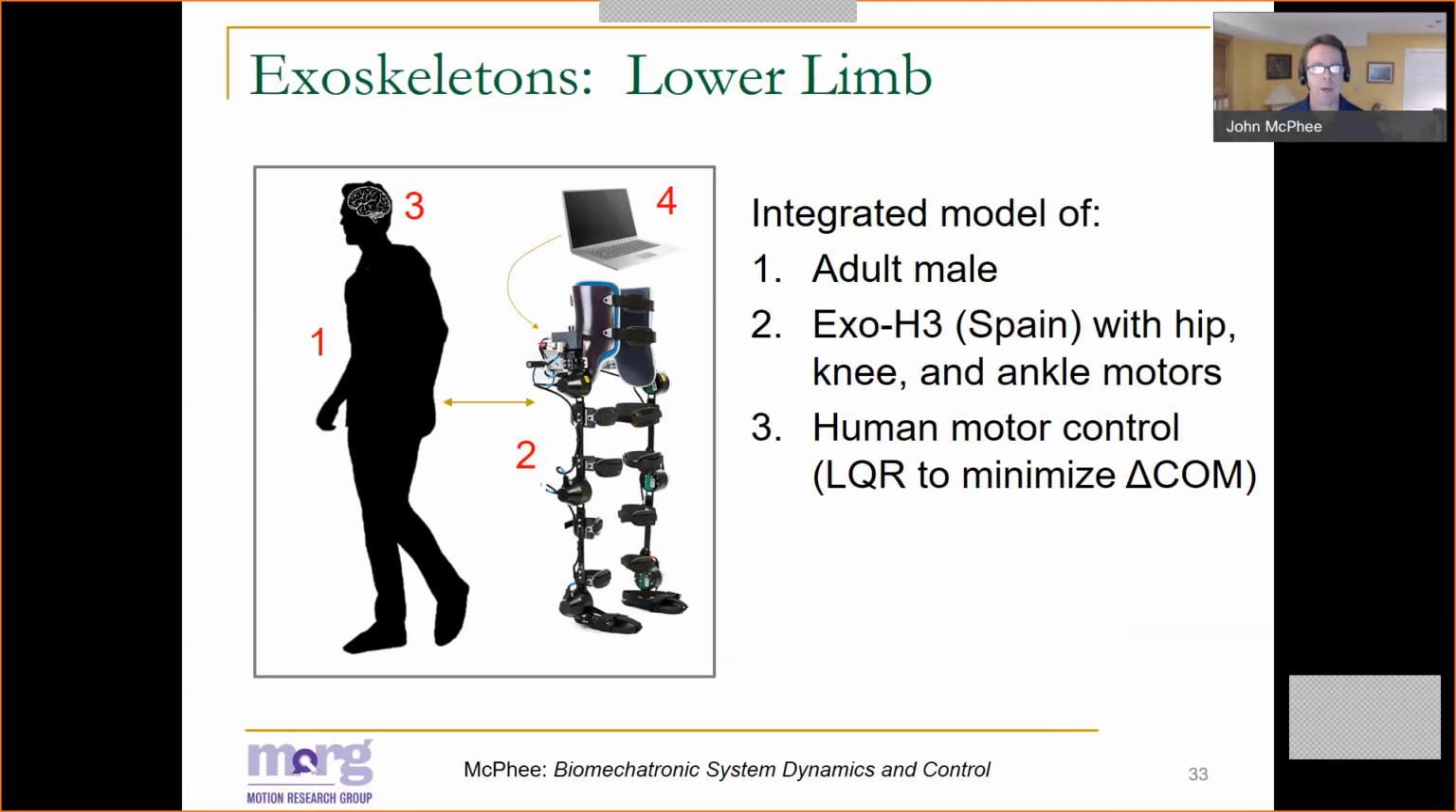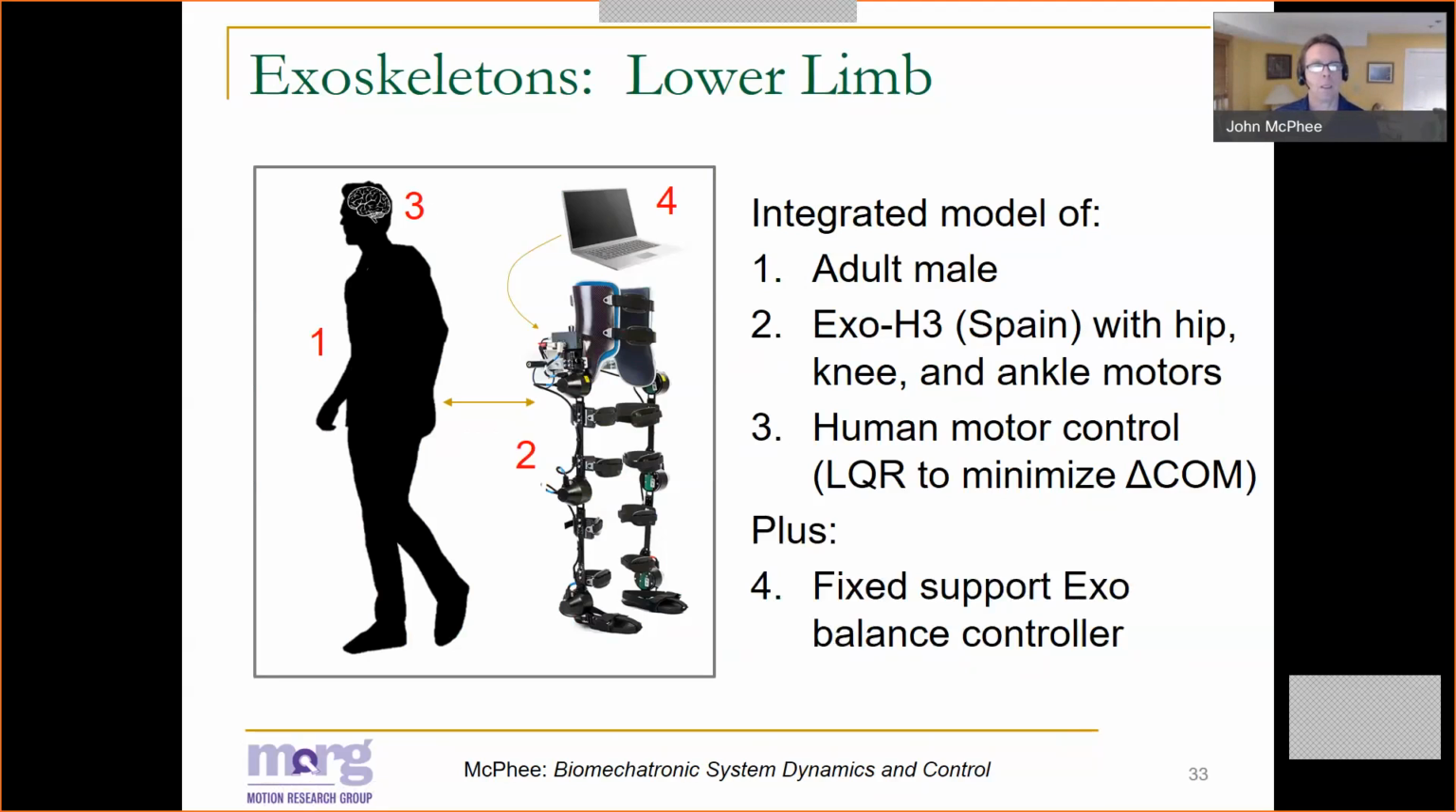And with this integrated model, we are developing exoskeleton controllers that we will deploy on the device in order to maintain balance in the presence of noise and external perturbations.